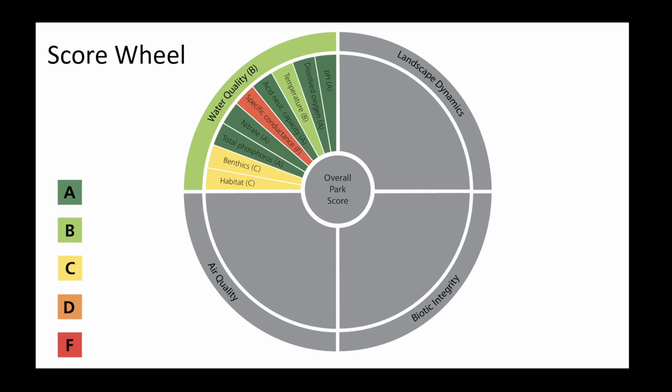Next, the scores of each indicator are averaged together to create one summary value for this example park, which gives water quality an overall score of B. The category color band around the indicator wedges is dark green, meaning that overall this category is in good condition. But what exactly do these indicators measure? Why are they important? What do they mean to us and to park managers?